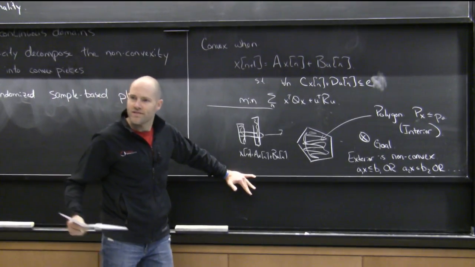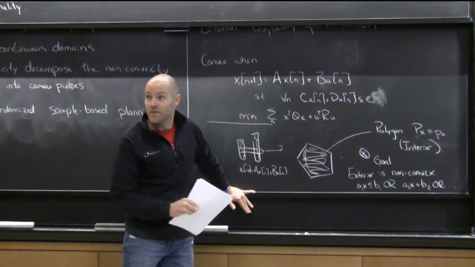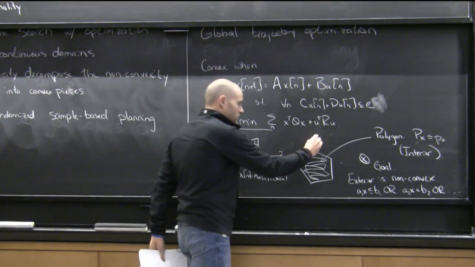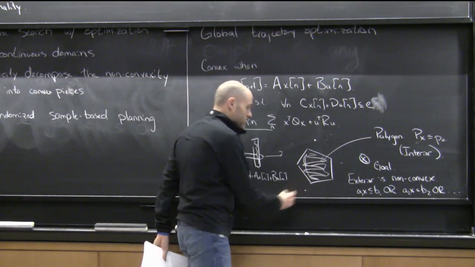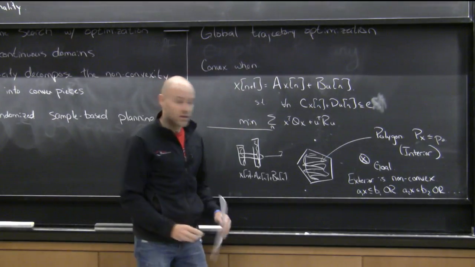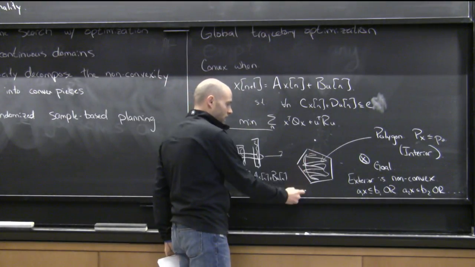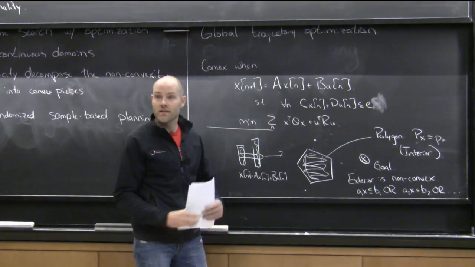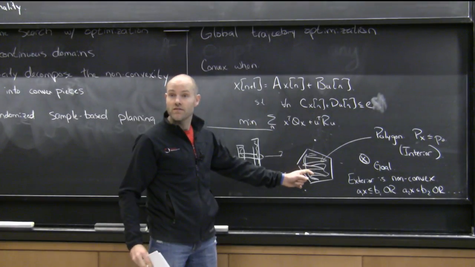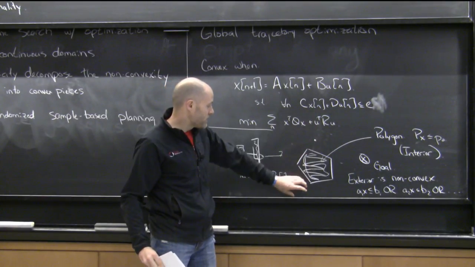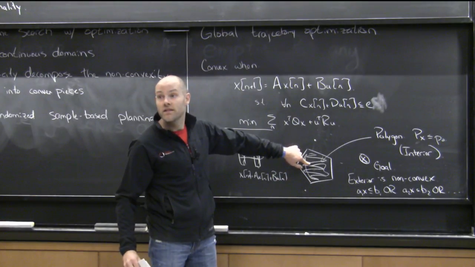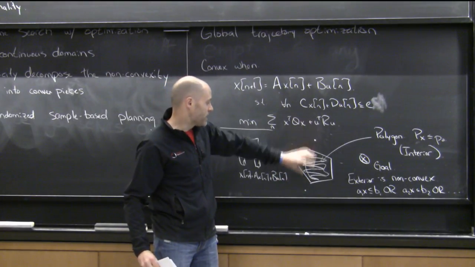And of course, geometrically, you know that that should be a non-convex constraint because the definition of convexity is if I have two points that are in the set, then everything on the line connecting them should be in that set. And this picture clearly shows that that's violated. If this is safe and this is safe, but this is not safe, then the feasible set is not convex.